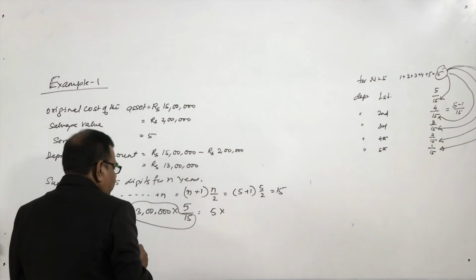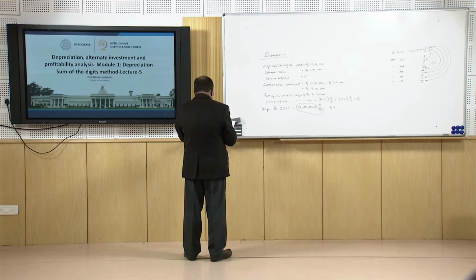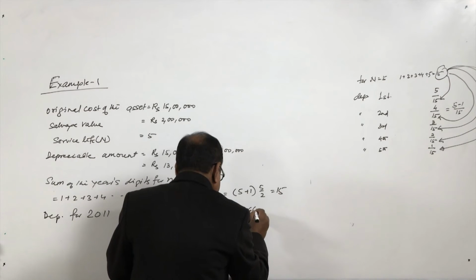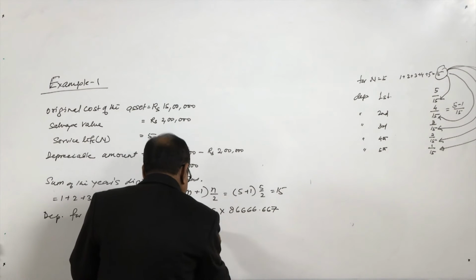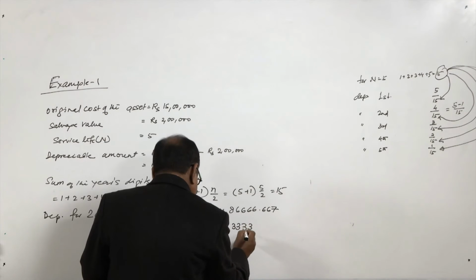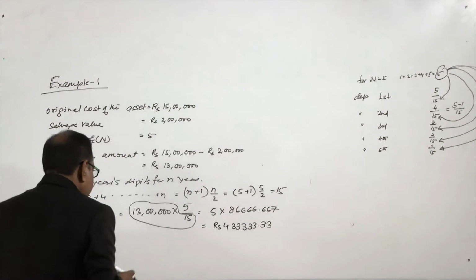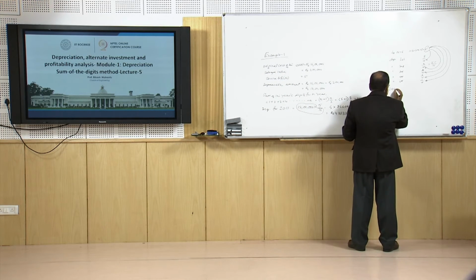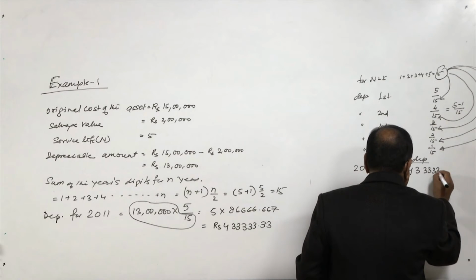this is repeating. So, I calculate this. So, this is 86666.667, and if I multiply this by 5, this comes out to be rupees 433333.33. So, my depreciation charged for 2011 is 433333.33.